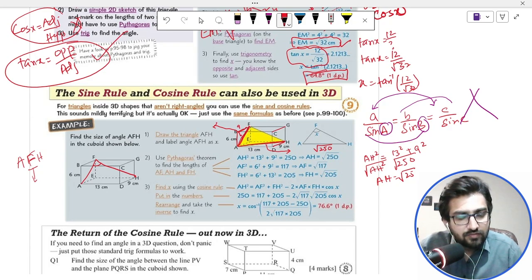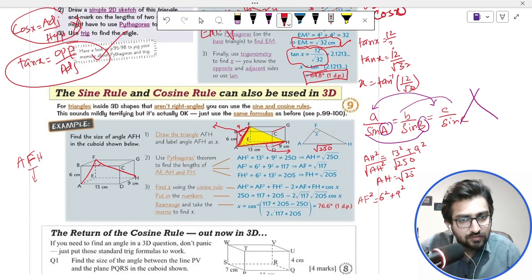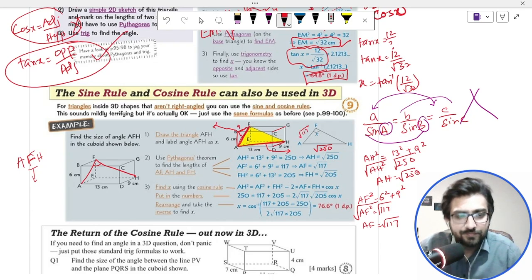So let's find AF. We are applying Pythagoras theorem continuously. So let's apply it: AF square is equal to 6 square plus 9 square. 6 square plus 9 square is 117. Take square root both sides. So AF is equal to under root 117. So I will write it, under root 117.